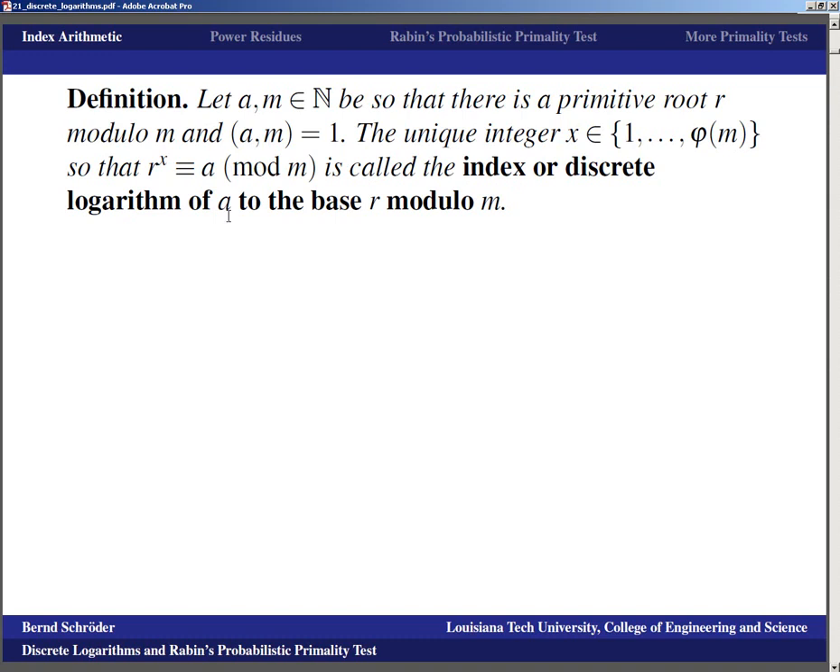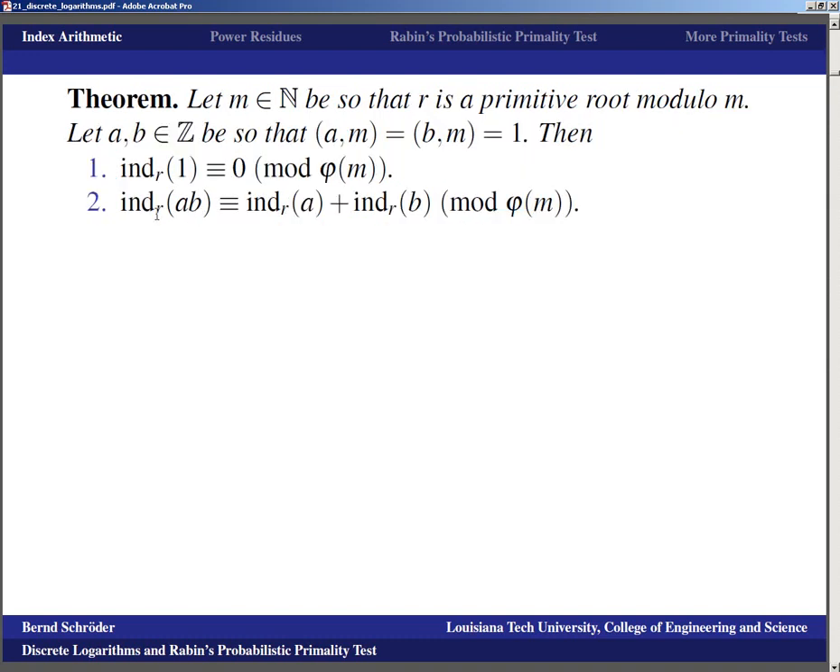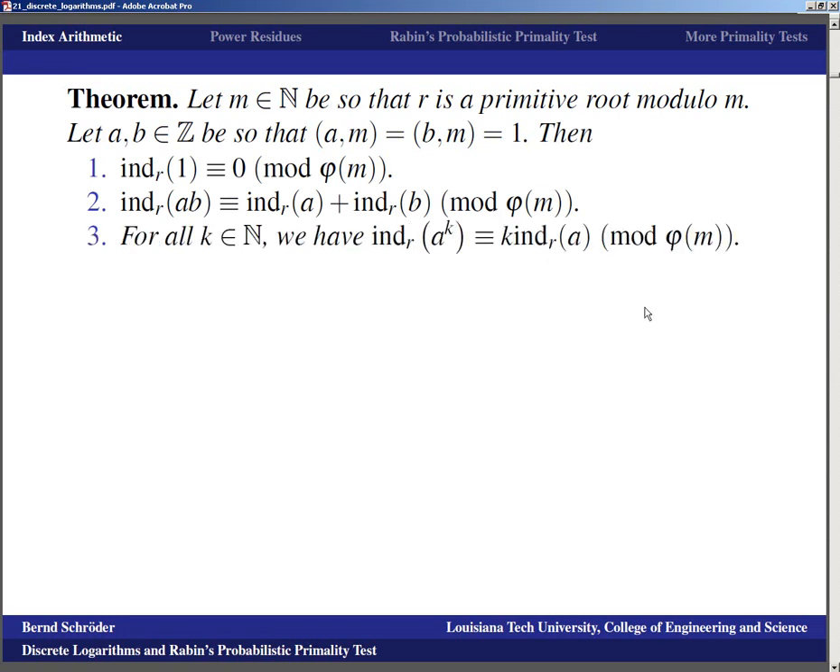The index of ab to base r is the index of a to base r plus the index of b to base r, again modulo phi of m. And for all natural numbers k, the index of a to the k to base r is k times the index of a to base r modulo phi of m. That is exactly like the logarithm laws that we know, except that we have to go in modular arithmetic, and our modulus is phi of m.